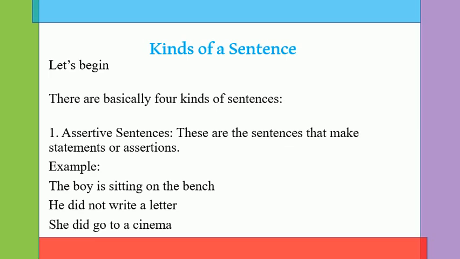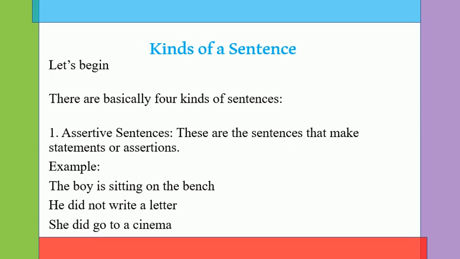In the second sentence, he did not write a letter. Now, in this sentence, it is giving information, is making a statement, and the statement is rather negative, and that too falls under the category of an assertive sentence. So this too is an example of an assertive sentence.